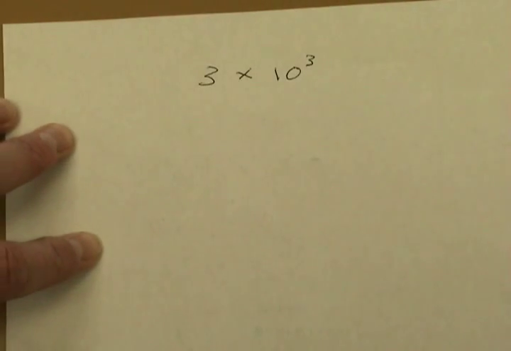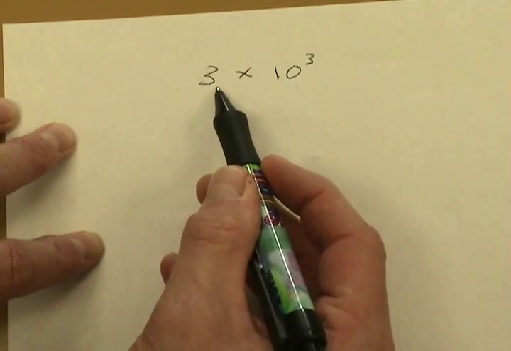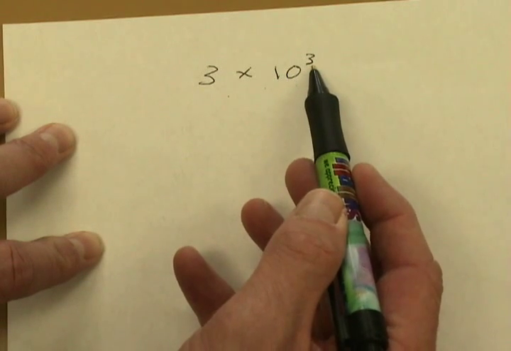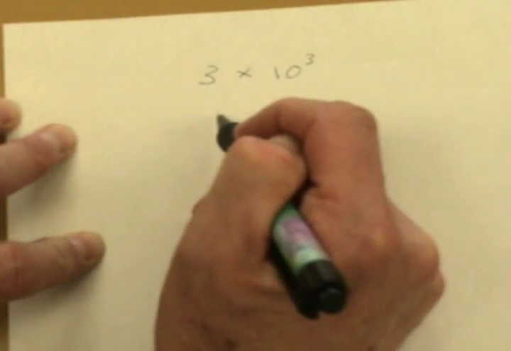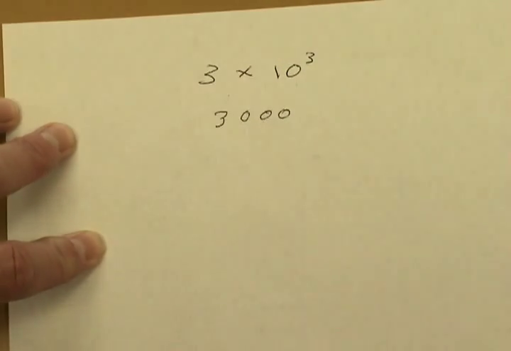And here's a real easy one. 3 times 10 to the 3rd. If you don't have a decimal point, you just have an integer here, for example, this is very easy because it tells you how many zeros to add. 3, just add 3 zeros. 3,000.